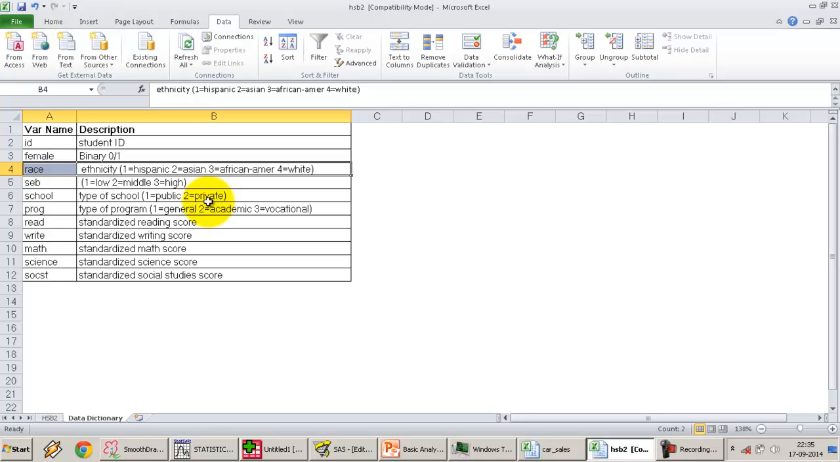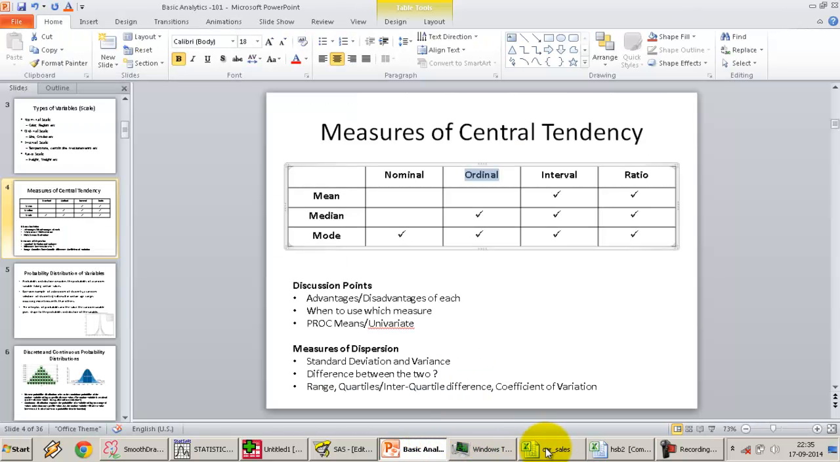It does not mean, because we've recoded as 1, 2, 3, 4, they don't represent numbers, right? So 4 minus 3 is actually 1, but white minus African American does not give us a Hispanic. That makes no sense, right? So that was median.